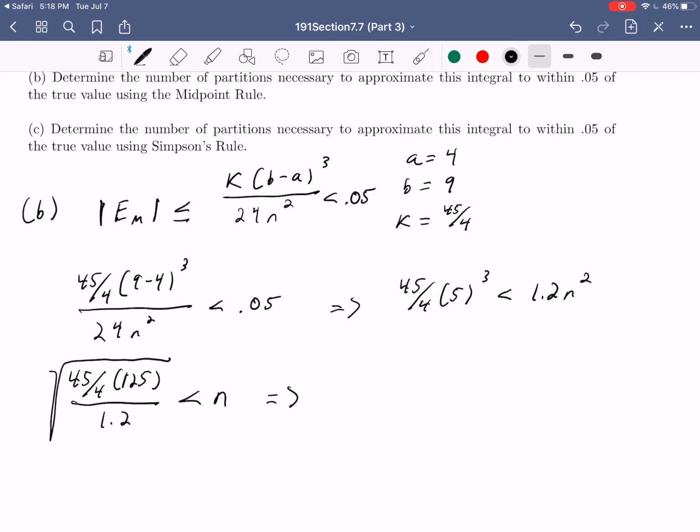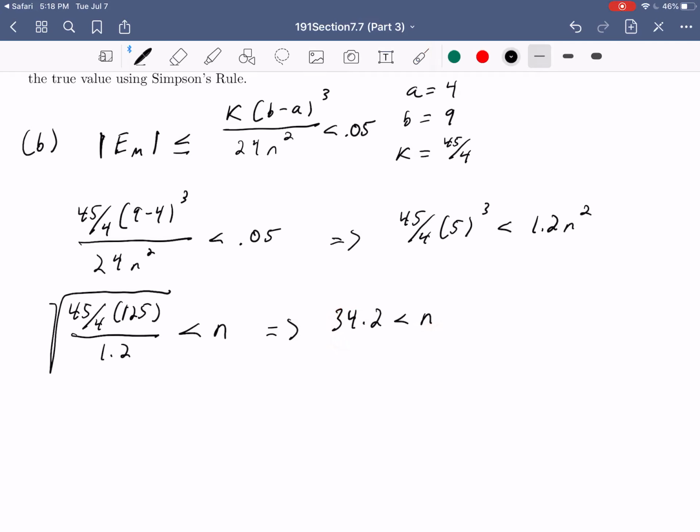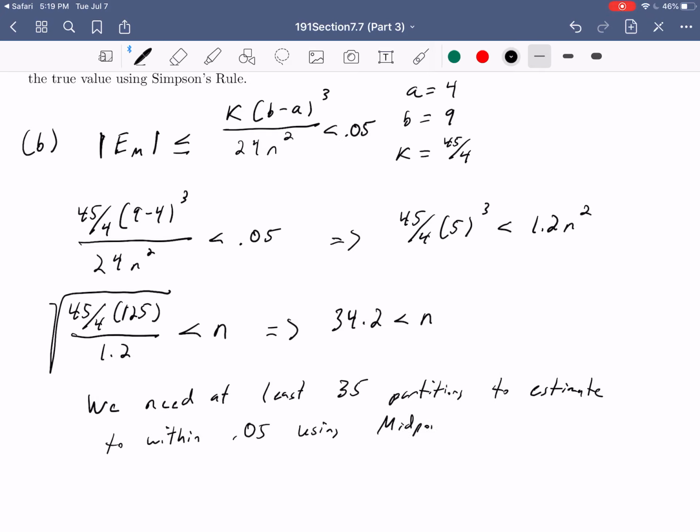And that is going to imply for us, if we feed that into our calculator, the square root of 45 over 4 times 125 divided by 1.2, and that looks like we should get 34.2 is less than n. And again, we have to have an integer value that is larger than this. So we could say we need at least 35 partitions to estimate to within 0.05 using the midpoint rule.